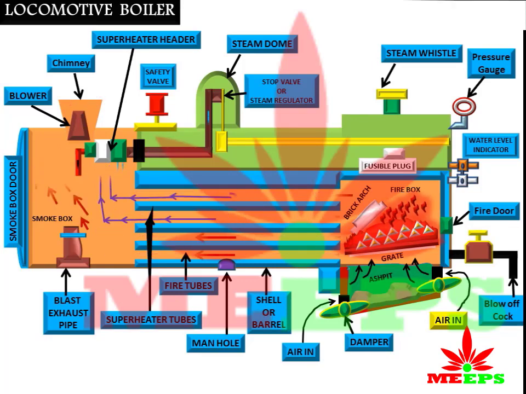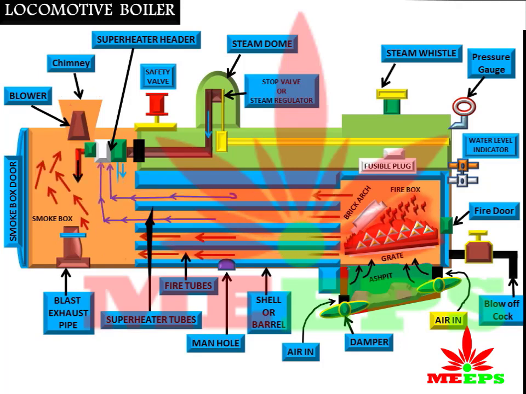And I repeat again, the various boiler mountings include safety valve, pressure gauge, water level indicator, fusible plug, manhole, blow-off cock, and a locomotive boiler entails the following merits and demerits. The advantages of locomotive boilers are it has high steam capacity, low cost of construction, portability, low installation cost, and it is compact in size.